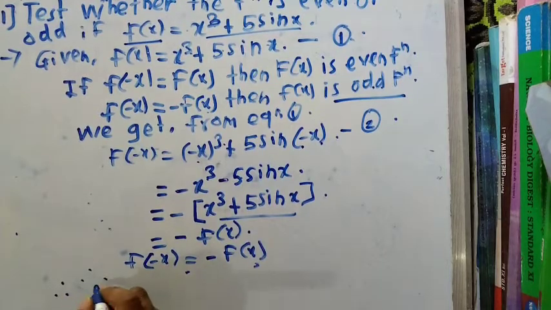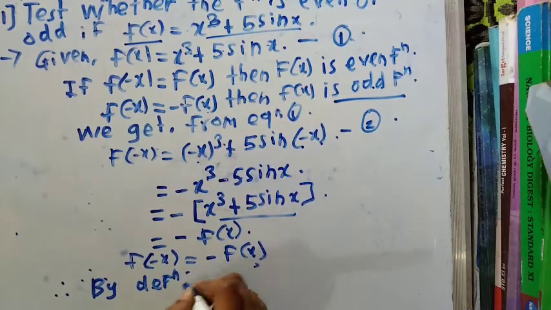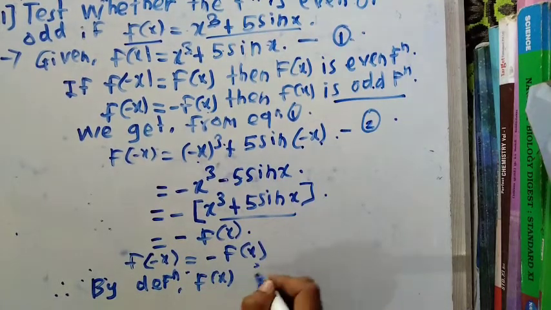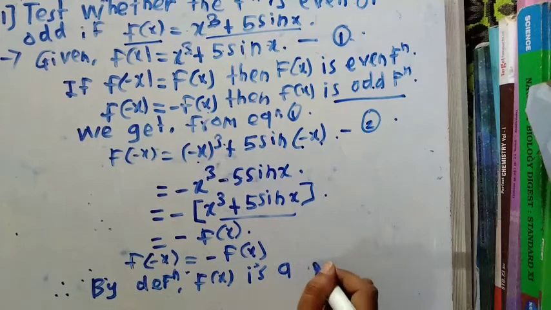Hence, by definition, f of x is an odd function.